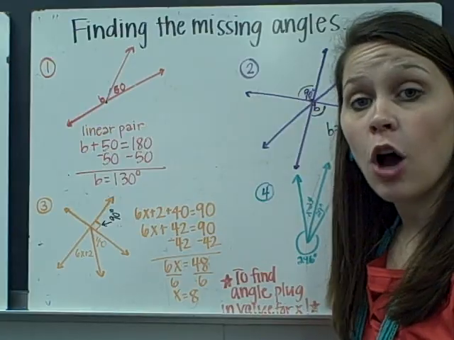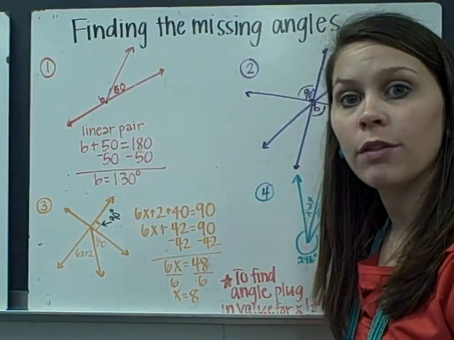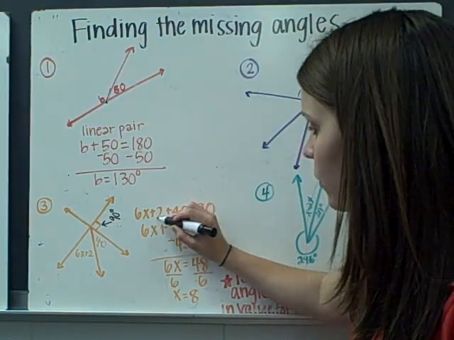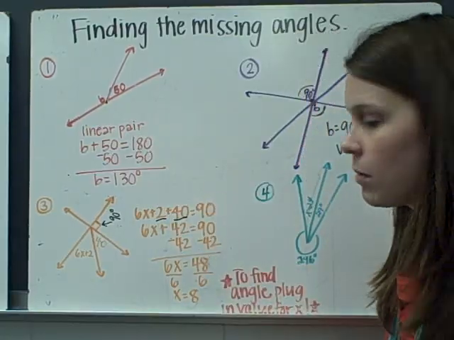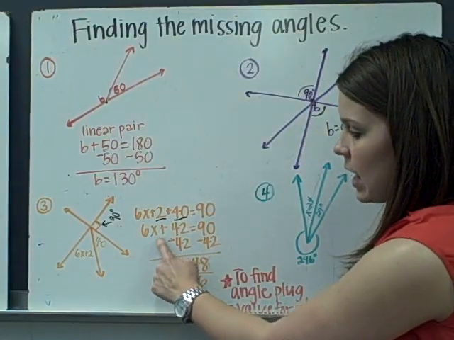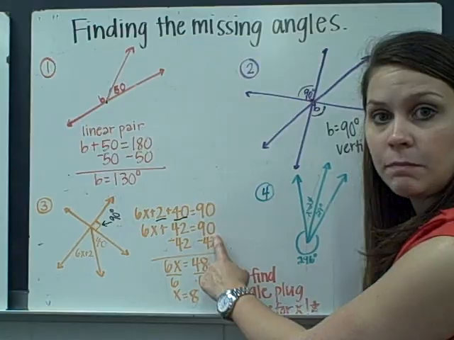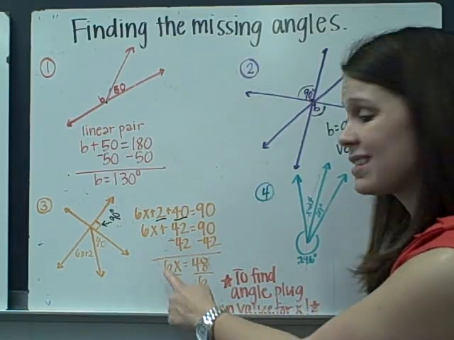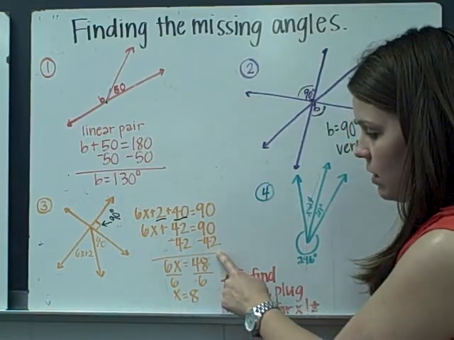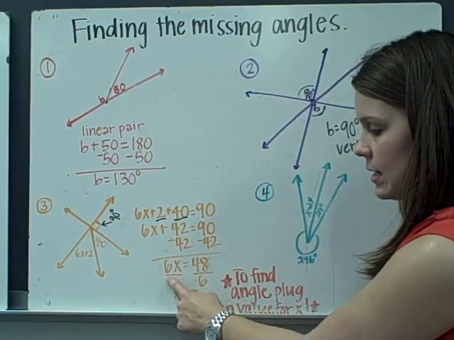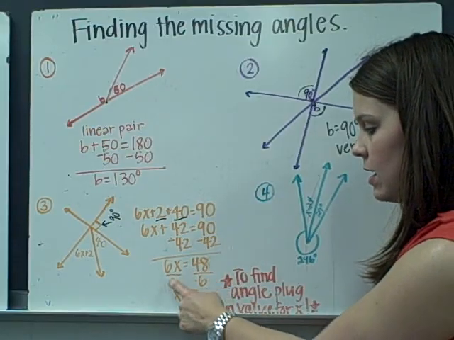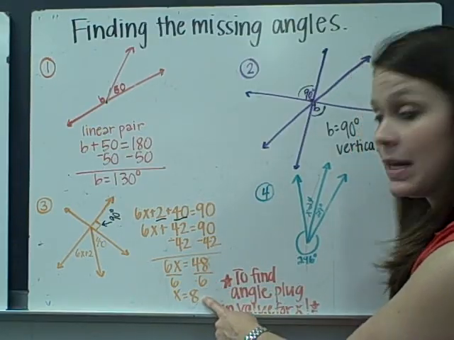Now you can just solve this equation like you've been solving all year long. We combine like terms, 2 plus 40, so now I have 6x plus 42 equals 90. I want to find x, so I subtract 42 on both sides. I get 6x equals 48. Divide by 6, and I get x to be 8.